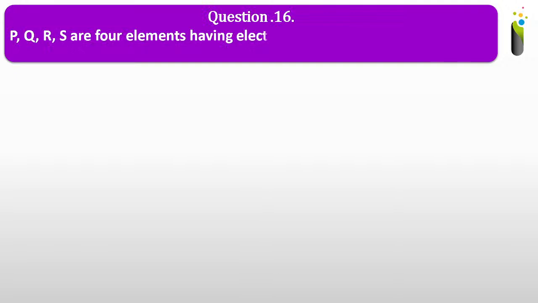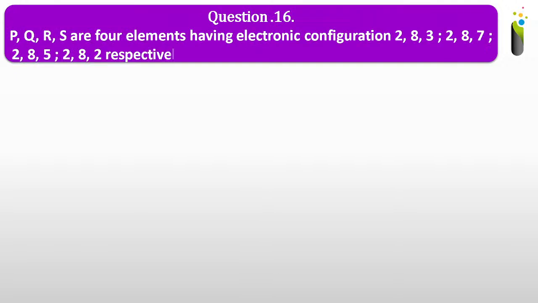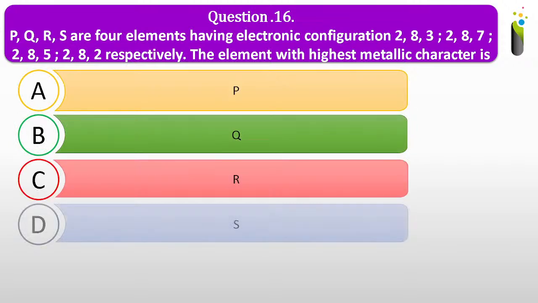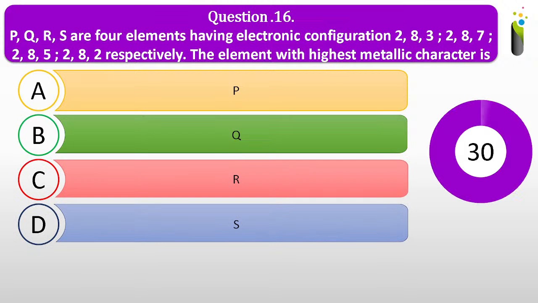Coming to the next question, number 16. P, Q, R, S are four elements having electronic configuration of 2,8,3, 2,8,7, 2,8,5, 2,8,2 respectively. The element with highest metallic character is dash. A, is it P? B, is it Q? C, is it R? D, is it S?